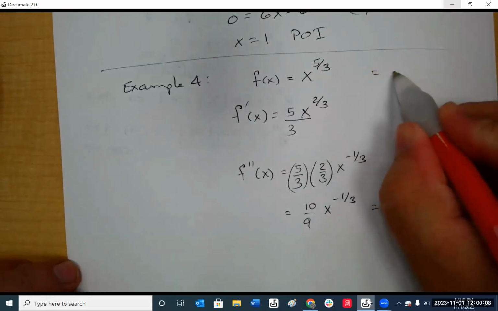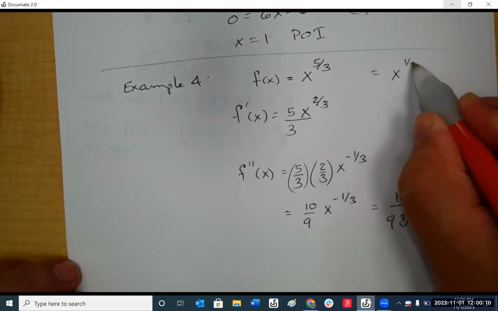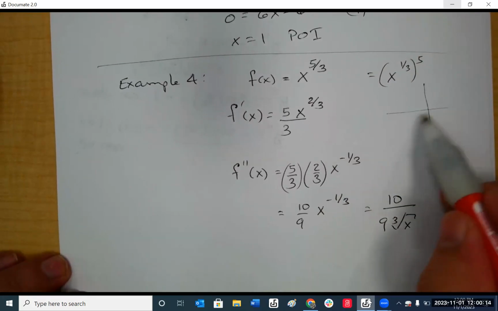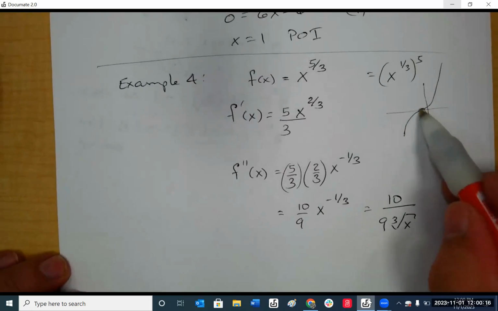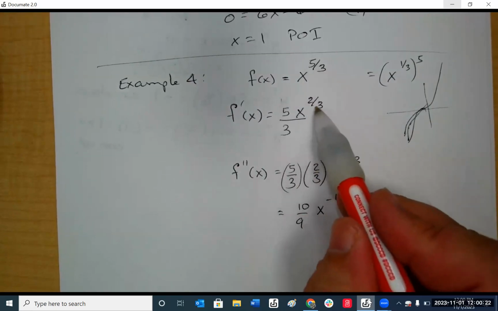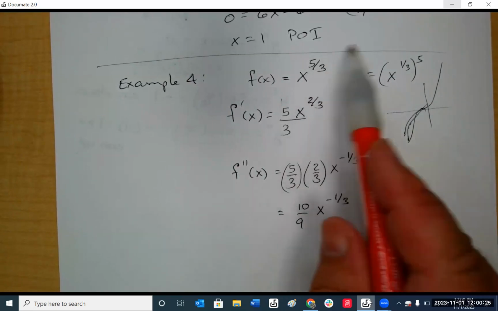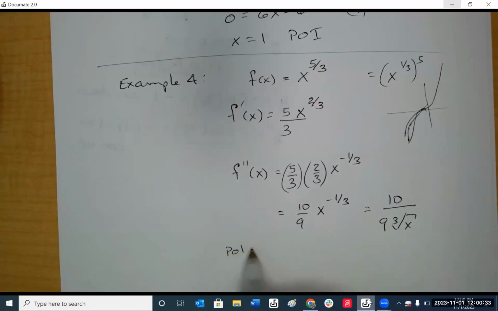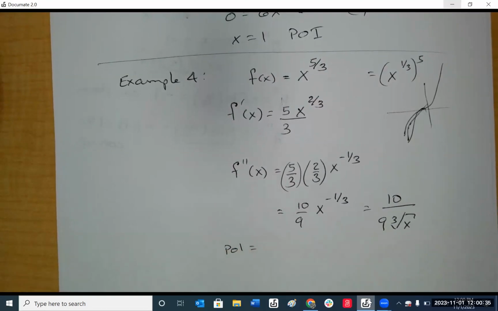Basically, this function is a cube root function to the 5th power, so it's going to have the same graph like that. So bring the first one down, subtract 1. So the point of inflection equals what?